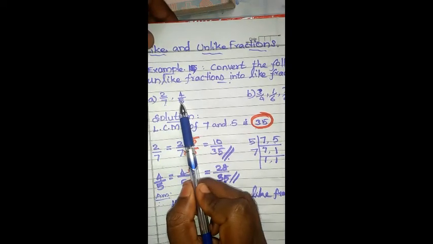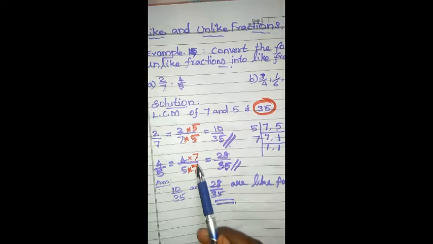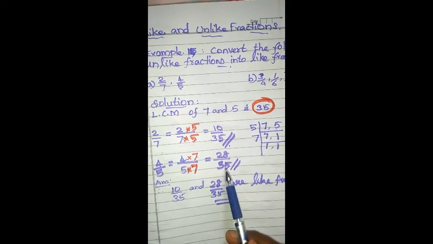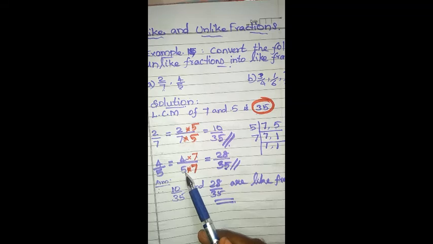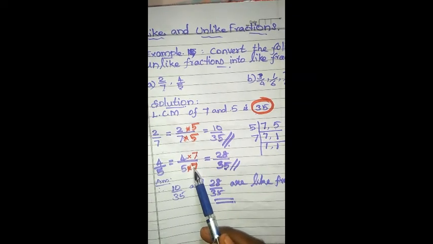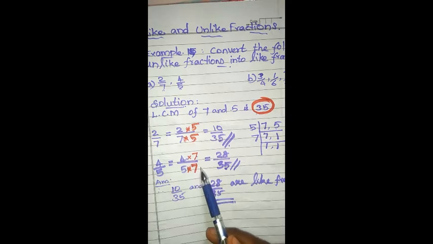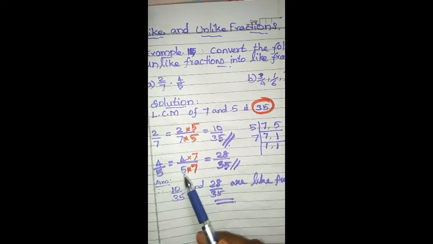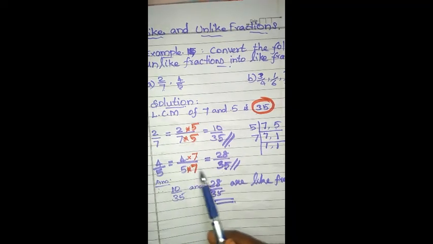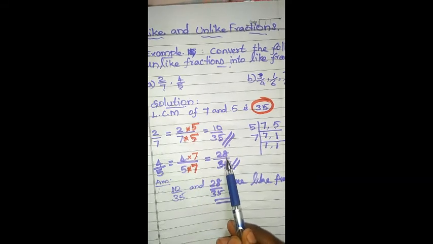Take the second fraction, 4 by 5. See, how many times 5 makes 35? 5 7s are 35, correct. 5 into 7, or you divide 35 by 5. So 7 times, we will get 7. So multiply that 7 here. Correct. Then you multiply the same 7 in the numerator also. So 5 7s are 35. What is 4 7s? 4 7s are 28, right? 28.